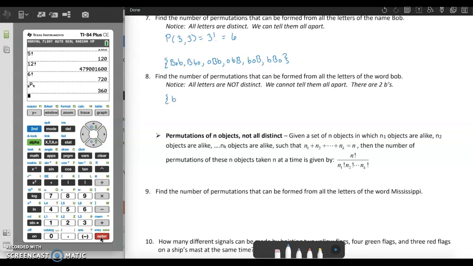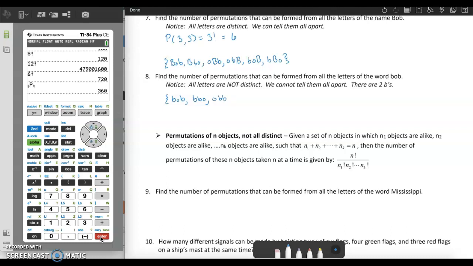I could do as written, lowercase b, o, b. I could do the b's first and then the o. I could do the o first and then the 2 b's. And that's it.